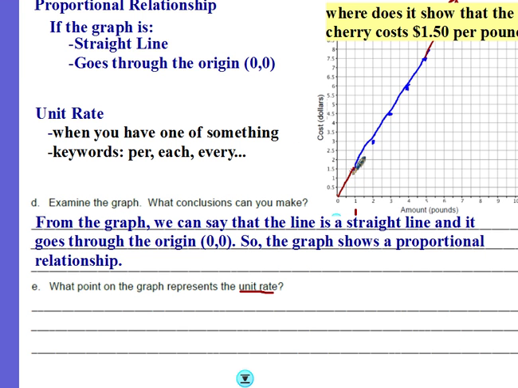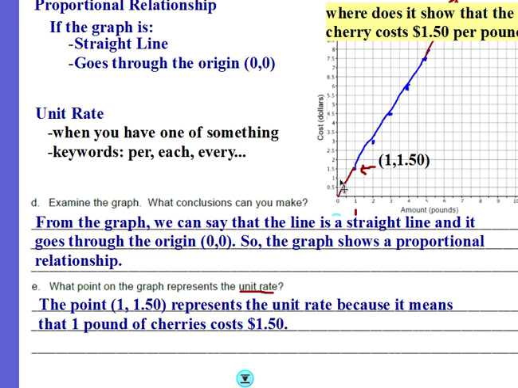So this point right here, that we can write as 1, 1.50, is the unit rate. It's a unit rate on the graph. So my answer will say that the point 1, 1.50 represents the unit rate because it means that 1 pound of cherry costs $1.50. So that's the end of the last question, and that's the end of problem number 1.